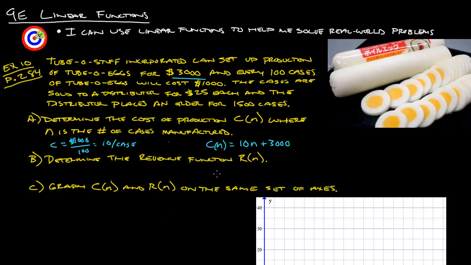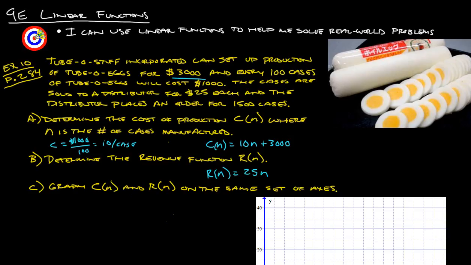Okay, the revenue function is what you take in for selling those. So that one's a lot nicer. R of N is just, you make $25 for each case that you sell. So that's going to be 25N. So those are our two equations there. Now it says to graph these two on the same set of axes.